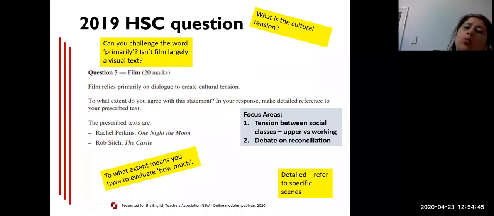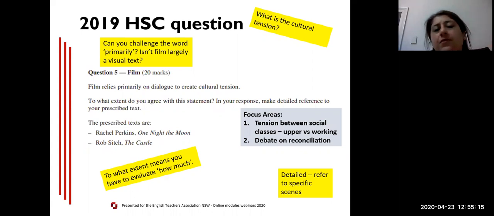So after figuring out what is the cultural tension that you're going to talk about, also look at the word primarily, because that means mostly. And if film is largely a visual text, do you agree with this statement? Could you say, for instance, that film does rely primarily on dialogue, but it also includes? Or do you think it's a combination of the 2? So you need to think about what your perspective on that statement is. Do I agree or do I not agree?